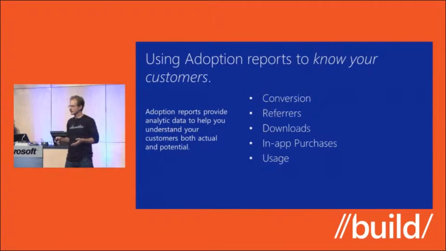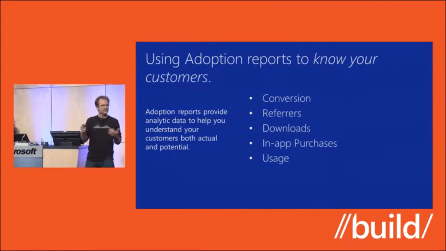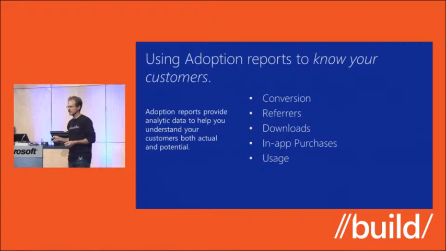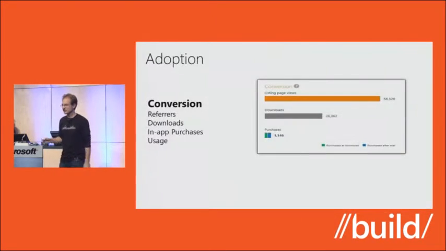And then downloads. How many people are downloading my app, and who are they? What are the demographics of these people? And then in-app purchases. If you have in-app purchases in your apps, how are they working? And then your usage. You know how many people downloaded. Are they actually running and using your app?